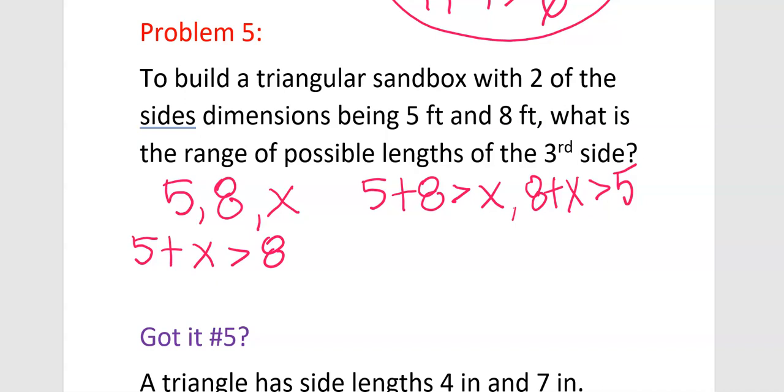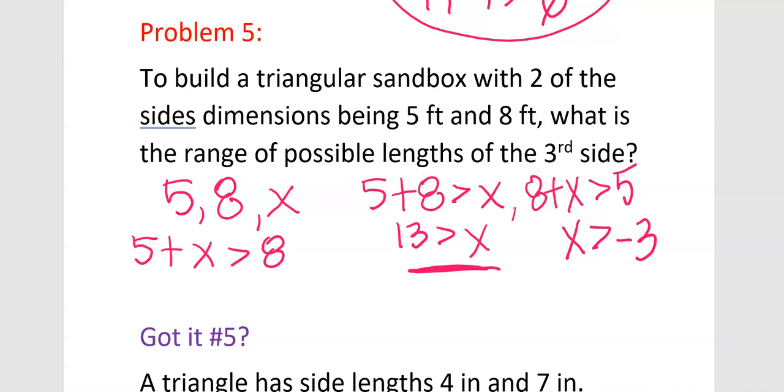So you're going to have three different things that you write down. Then we're going to solve them. One of them will not make sense, and we'll find it here in a second. 5 plus 8 is 13. That one looks okay. So we're going to kind of underline that one. If I solve this thing for x, I'm going to subtract 8. So that says x is bigger than a negative 3.